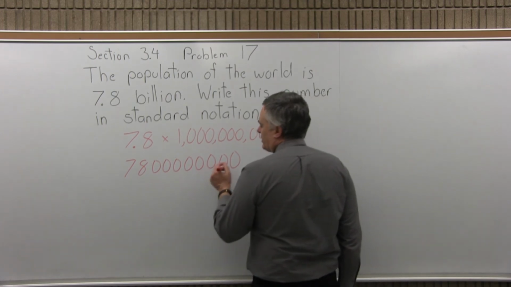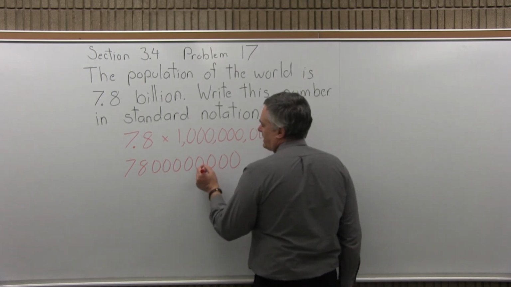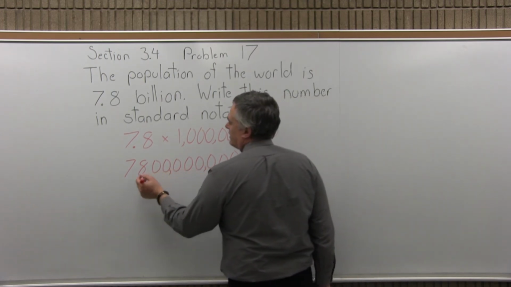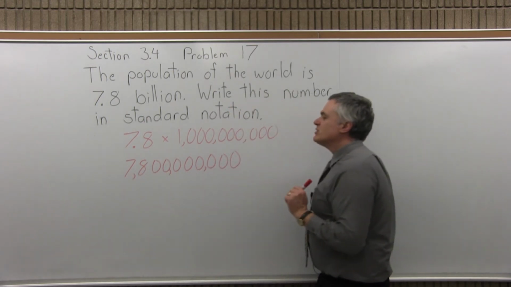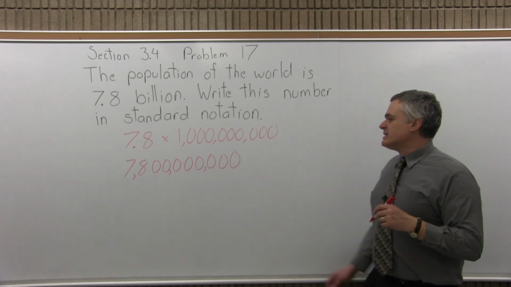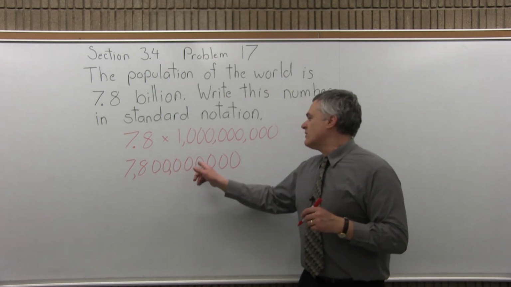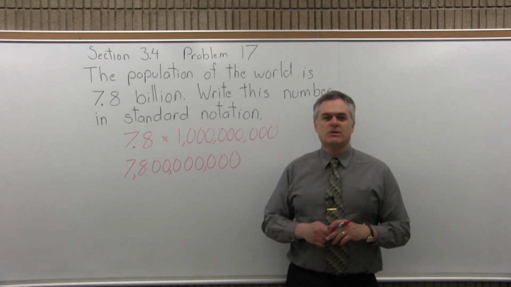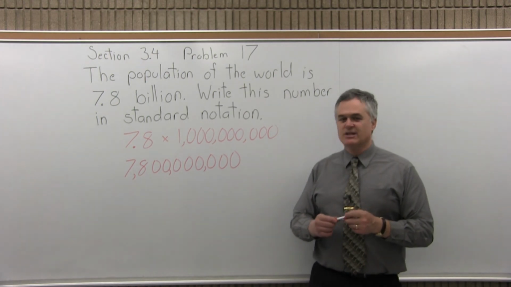If you want, you can put in commas starting from the right end. Every 3 you can put in a comma like that. So in standard notation, you'd have a 7, an 8, and then a lot of zeros. You'd have 1, 2, 3, 4, 5, 6, 7, 8 zeros. That would be 7.8 billion written in standard notation.